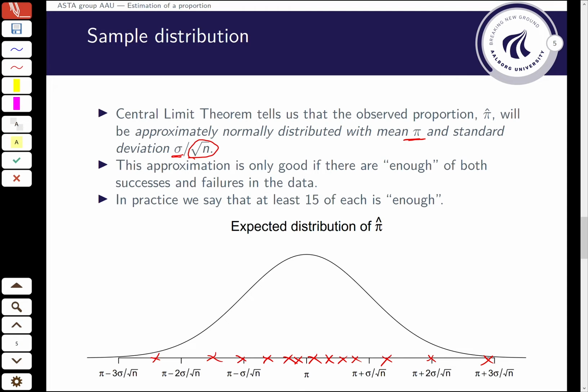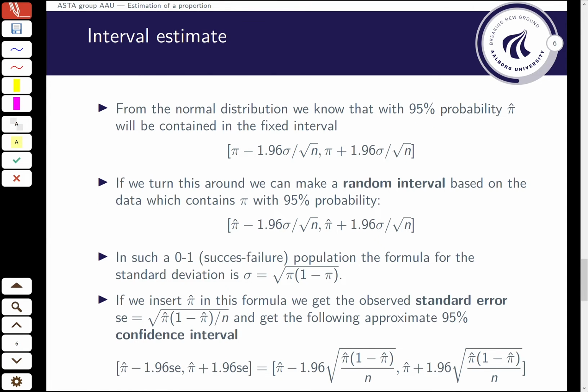But if it's not extremely rare, so let's say we have a sample where we have at least 15 failures and at least 15 successes, so that would be when we have so many births that we've seen both 15 boys and 15 girls, then this approximation should be fine for most purposes. And from the normal distribution we know that if we take our mean value plus minus 1.96 times the standard deviation, then we have 95% of the probability mass.